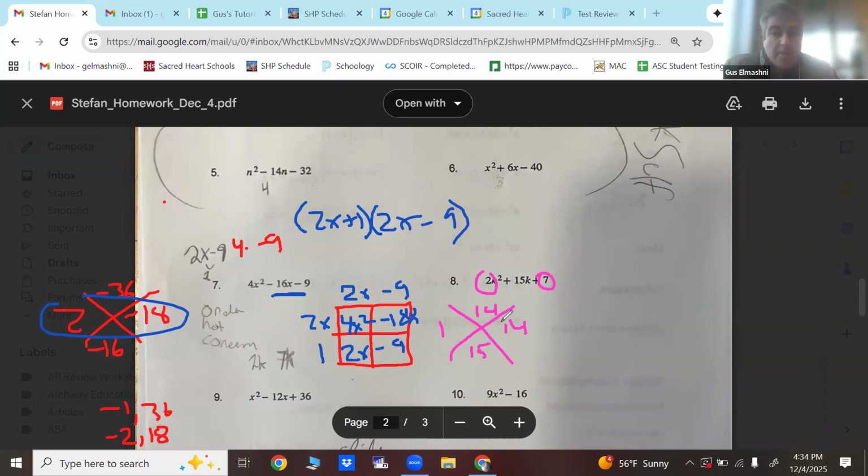And by the way, if none of them work, then fine, it's not factorable. That could happen too. So if nothing works, it's just prime. It's done. It's not factorable. You leave it alone. It just can't be done, if you want to exhaust all possibilities.